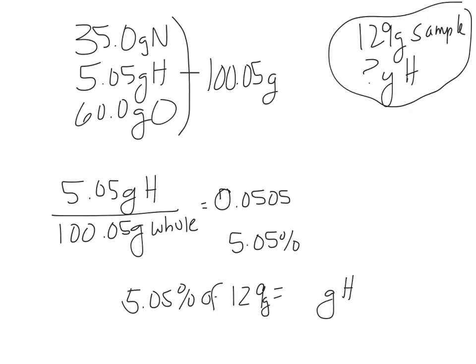So what is that? 0.0505 times 129 comes out to be what? 6.51. 6.51 grams of hydrogen. I think I'm good after that.